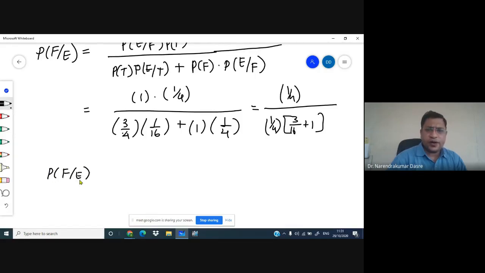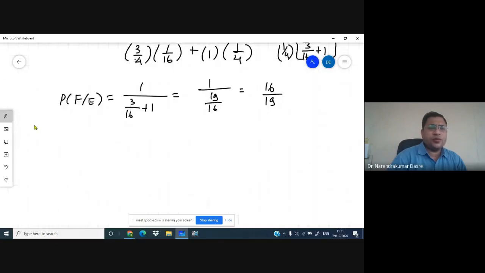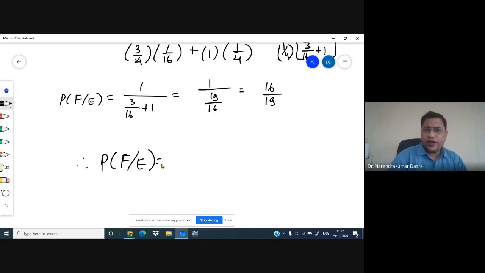So you can simplify this: the probability of the false coin given 4 heads is equal to, the 1 by 4 gets cancelled, 1 upon 3 plus 16 over 16. So it is 1 upon 19 by 16, and we can write it as 16 by 19. Hence the probability that the false coin was used when we get 4 heads is 16 by 19.